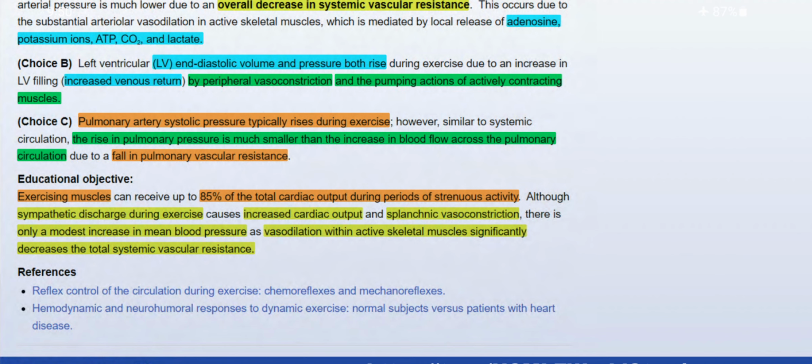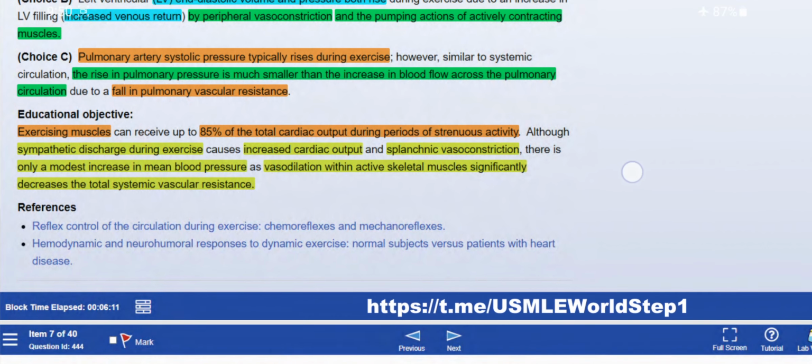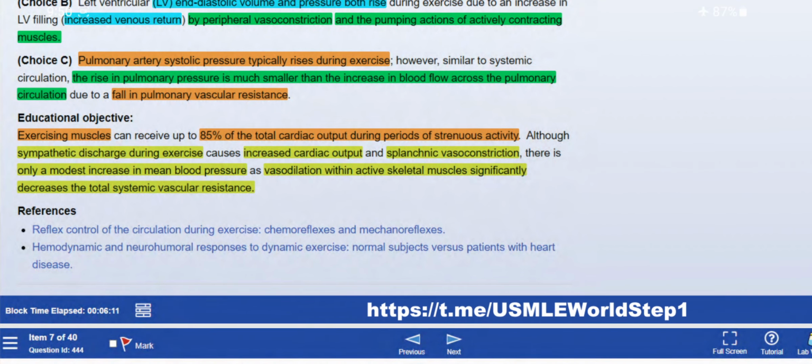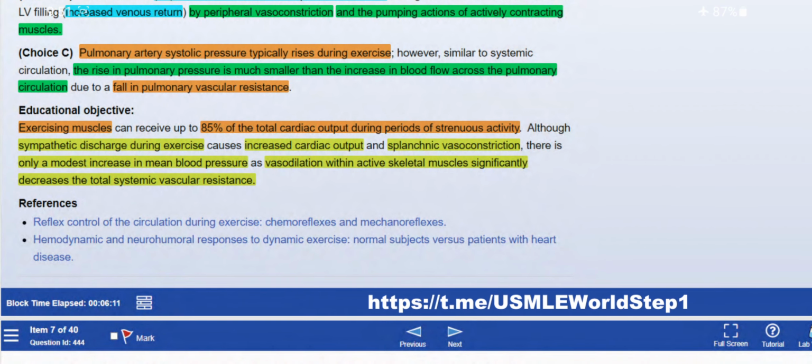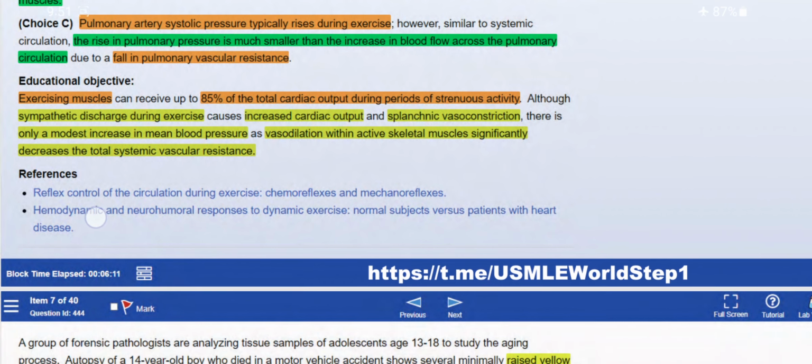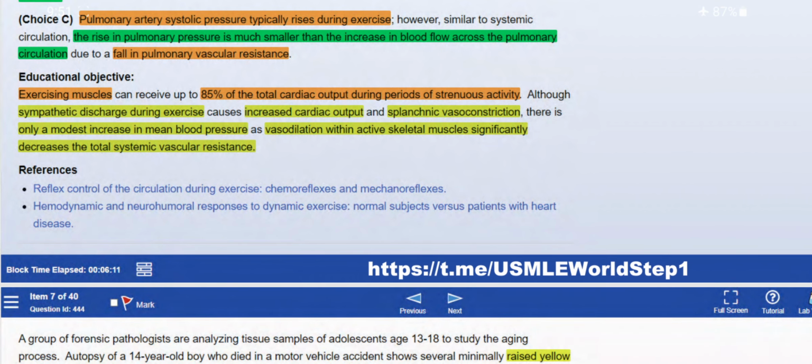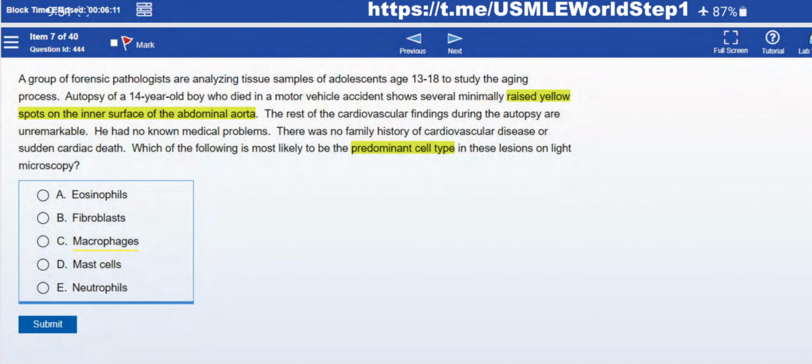That both the resistances will be decreased, and this is the answer for this question. So, exercising muscles receive 85% of the total cardiac output during periods of strenuous activity. Sympathetic discharge during exercise, what will happen? That will increase cardiac output and splenic vasoconstriction because we do not need any work over there. So there is only a modest increase in the mean blood pressure. Vasodilation within active skeletal muscle significantly decreases the total systemic vascular resistance. Right. Okay. The next question.